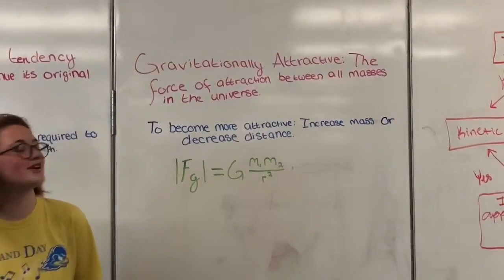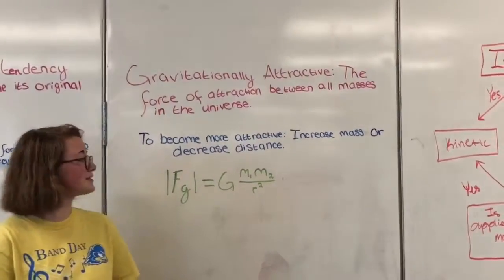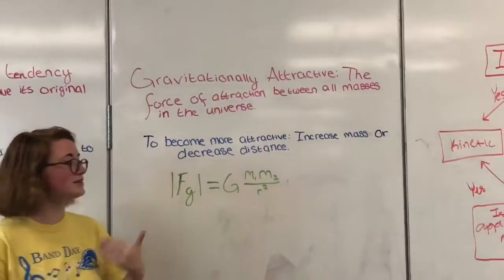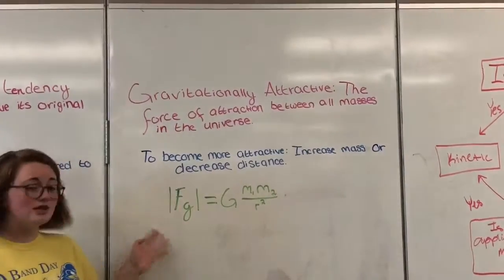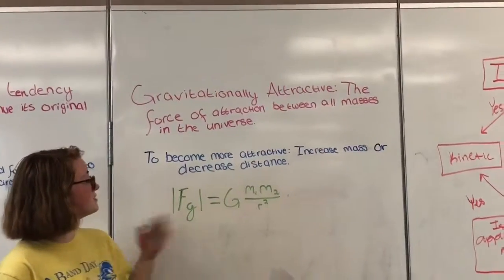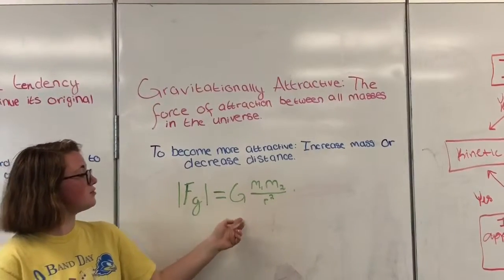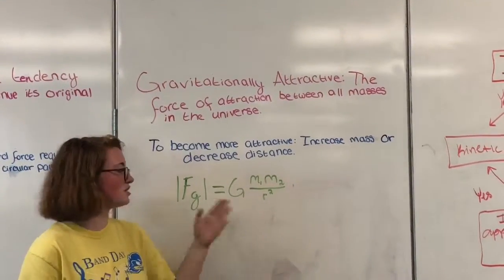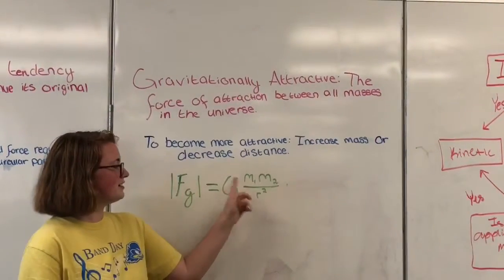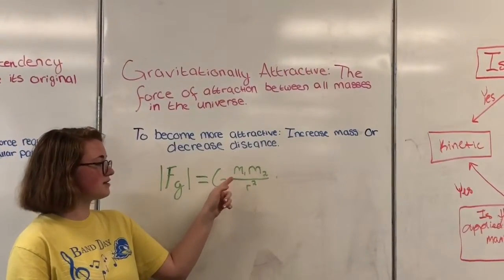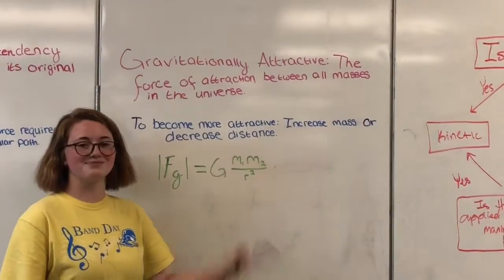Another definition is gravitational attraction. That is the force of attraction between all masses in the universe. To become more attractive, you must either increase your mass or decrease the distance between the two masses. The equation for gravitational attraction is the absolute value of the force of gravitation equals gravity's constant times the mass of object 1 times the mass of object 2 divided by the radius squared.